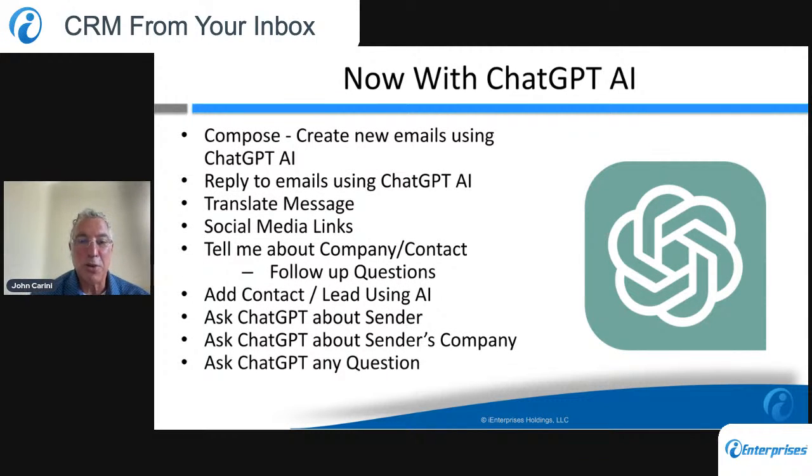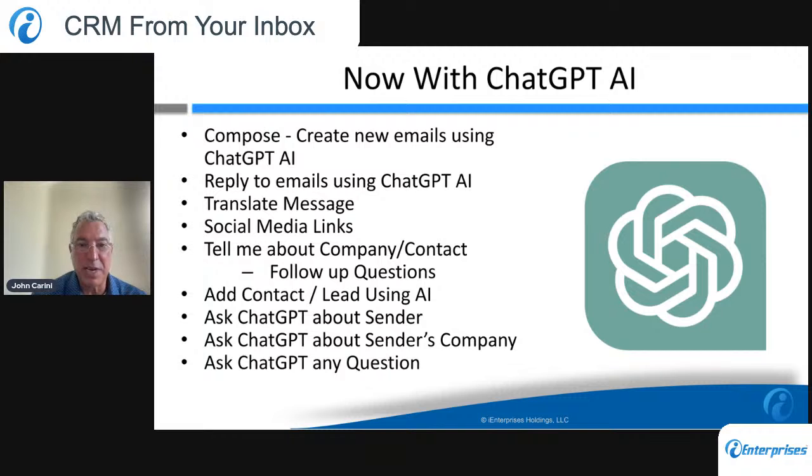So there's a couple of new things we have. Obviously, ChatGPT, which is why a lot of you are here. So we actually include in our connectors ChatGPT artificial intelligence, which lets you use ChatGPT to create emails, reply, translate messages. And by the way, the translation that ChatGPT does is absolutely phenomenal, because it gets the meaning versus just doing a literal translation like so many of these tools. Anyway, I use that all the time.